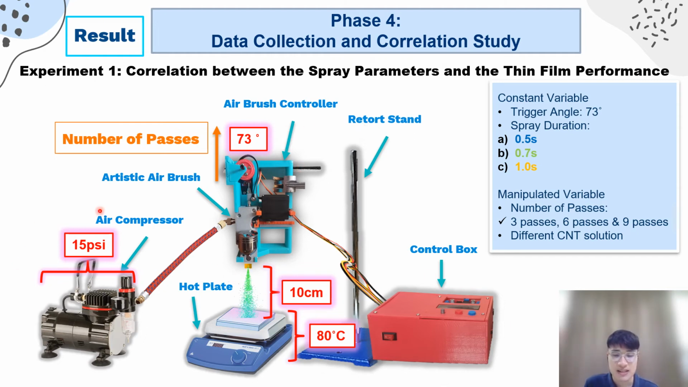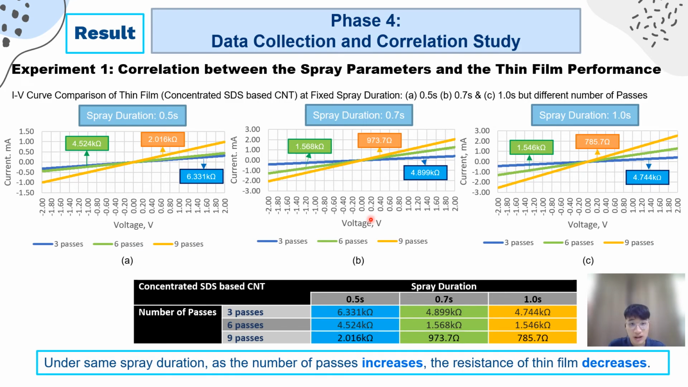So these parameters are set due to the self-experiment and also by referring to the previous research. So this combination would provide a relatively more uniform thin film. So they are chosen for the following experiment. Experiment 1 is about the correlation study between spray parameters and the resistance of the thin film. These are three experiments that take spray duration as a constant variable while the number of passes is the manipulated variable.